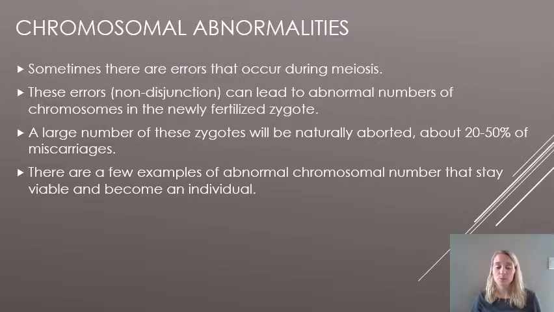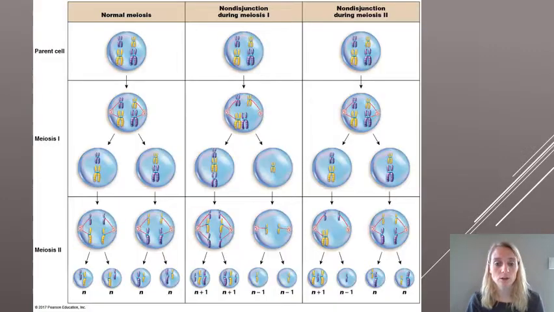About 20 to 50% of miscarriages are due to these chromosomal abnormalities that happen during meiosis. It's a process called non-disjunction, where the anaphase event does not occur properly. I'm going to show you a picture of that next. But there are a few examples where the zygote remains viable and they grow up and become individuals. I hate to use the words normal versus abnormal, but some of them have normal physical characteristics and some of them have abnormal physical and mental characteristics. So we'll take a look at those.